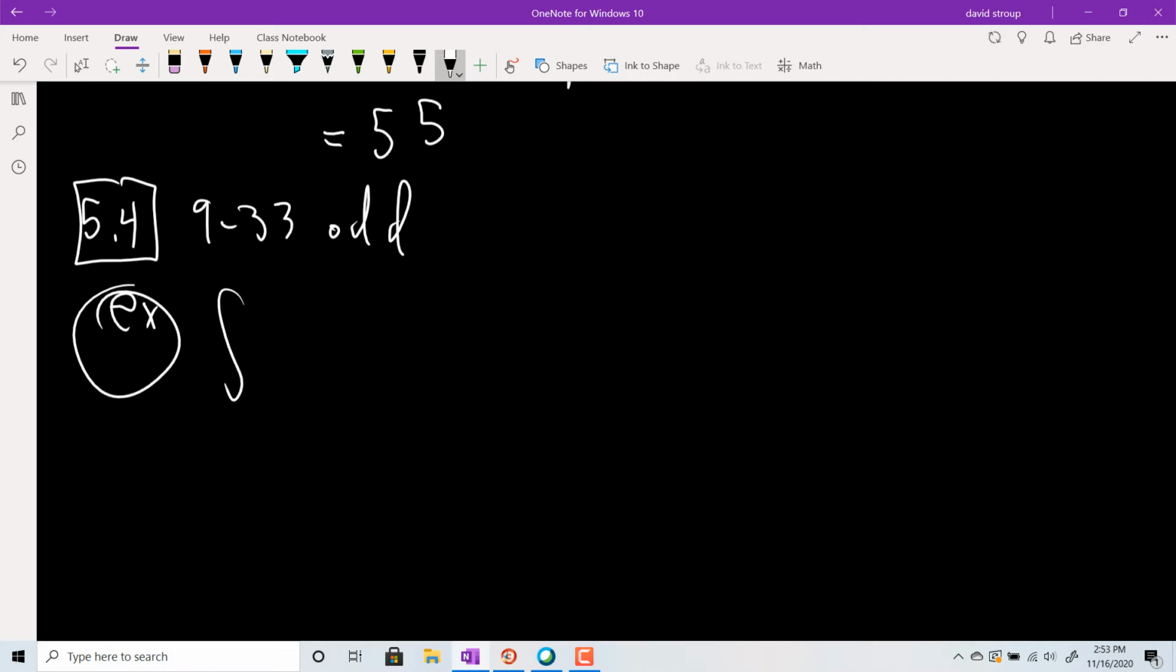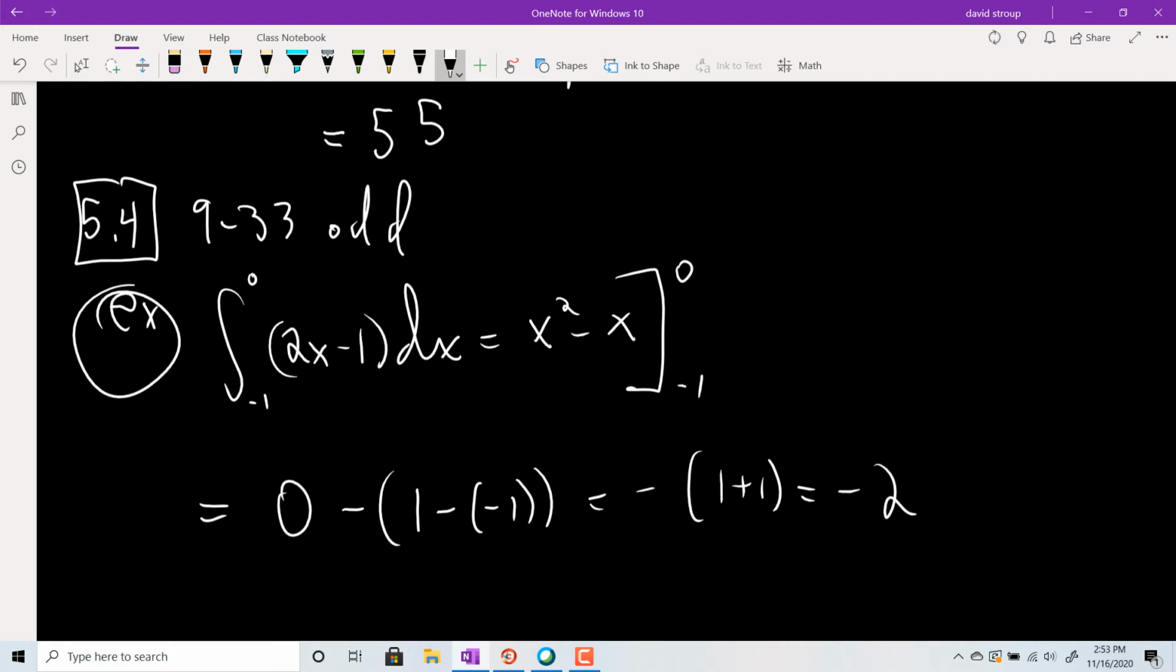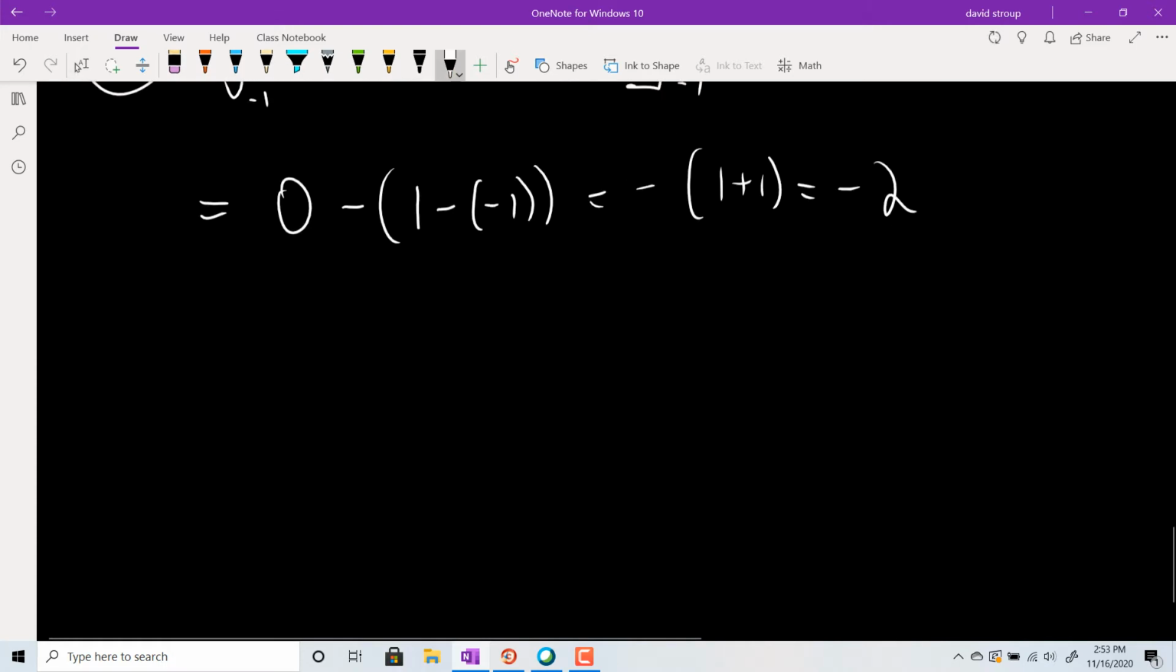So example, we have 2x minus 1 dx going from negative 1 to 0. So we integrate this guy, 2x squared over 2, which is just x squared, minus x. And then I have some evaluation. Okay, so first plug in 0. You'll get 0 minus 0, which is 0, and then minus, plug in negative 1. Negative 1 squared is 1, minus negative 1. So that's going to be negative 1 plus 1, which will be negative 2. And just a whole bunch of these.